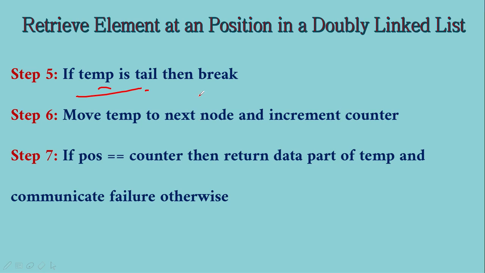I think we have to check here if temp is null, that is, if the temporary pointer moves outside the list, right? It should not be tail, it should be null. So we will check during the implementation.